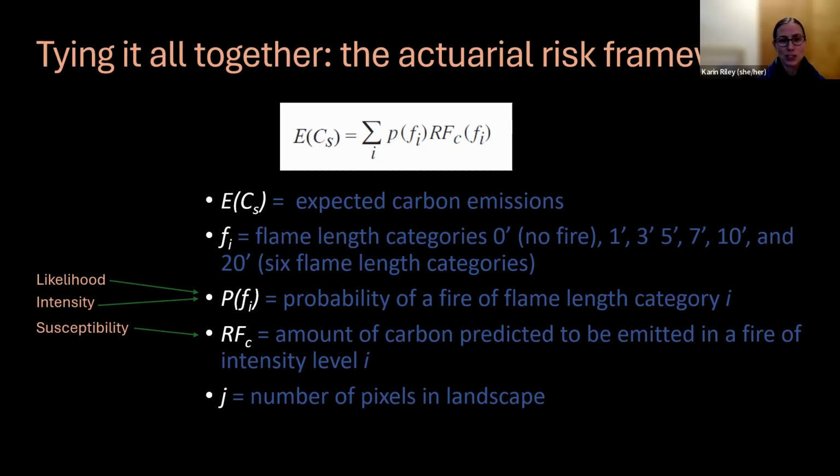Basically, what you're doing here is you're taking the probability of a fire at each of those 6 different flame lengths, and you're multiplying that probability by the amount of carbon that you predicted to be emitted in a fire of that flame length. And then basically you're summing across those different flame lengths. And then if you're working at the landscape level and not just a pixel, you're also summing this across pixels. So if you want, for example, to estimate carbon emissions coming from a national forest, you would sum this across all the pixels in that national forest.